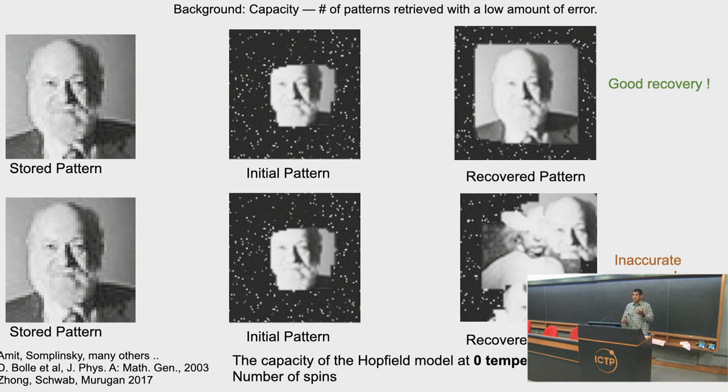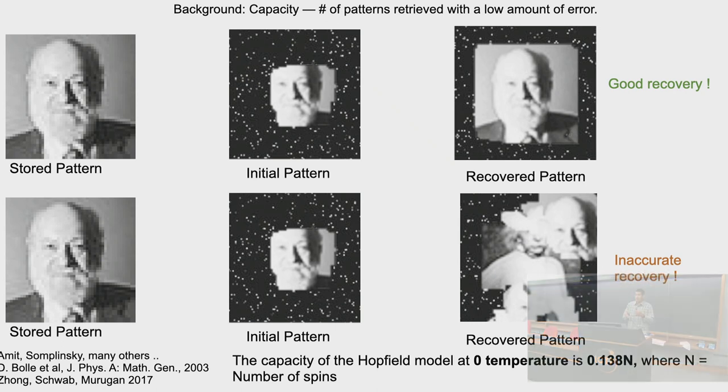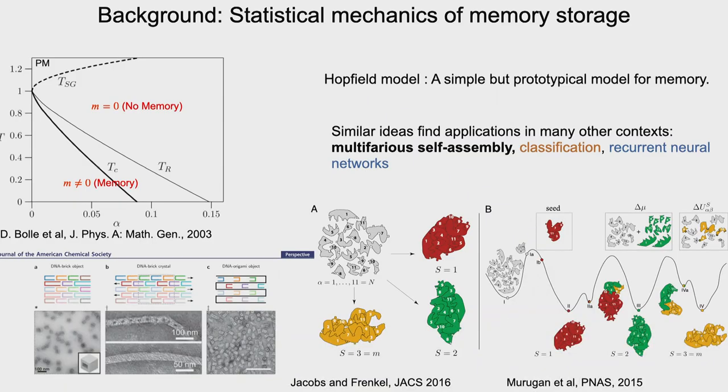So just in terms of numbers, the capacity of this Hopfield model, the thing I've written down, at zero temperature is 0.138n, where n is the number of spins, so it grows linearly with the number of neurons you have in your system. And as you add temperature, the capacity keeps decreasing. At a temperature of about 1, in the units relevant to everything I've talked about, the capacity goes to 0 and you can't store anything. That's the broad picture of the Hopfield model.